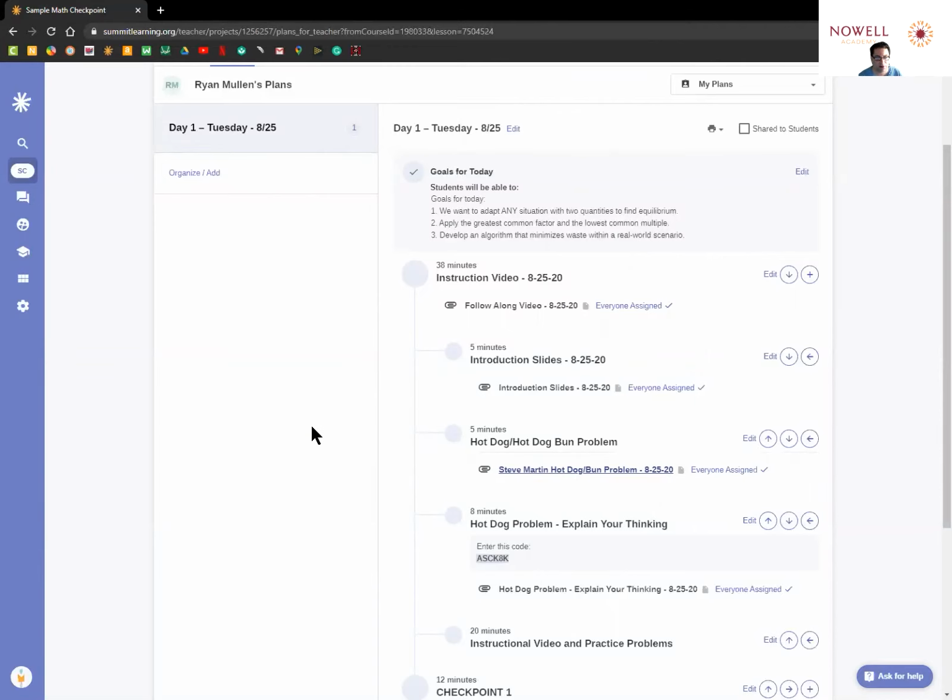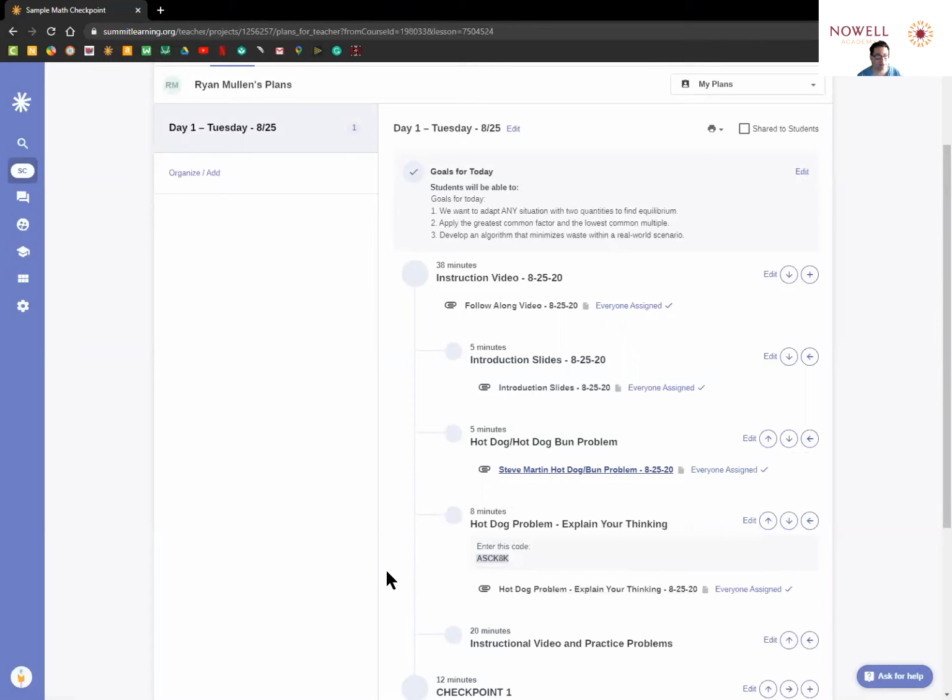Okay, welcome back. The next item on our agenda is that we want to explain our thinking regarding the hot dog bun problem. It's one thing to put the answer down, but that only tells me so much. We're going to use this Go Formative link right here to explain how you got to the answer.